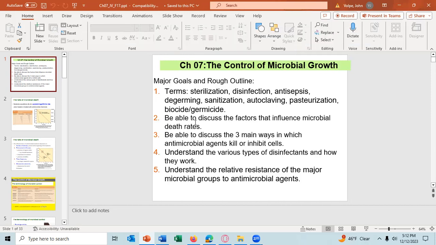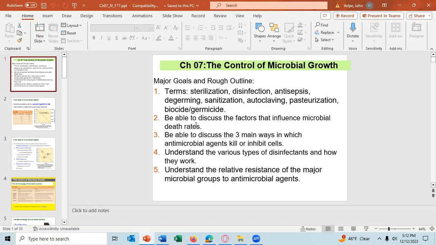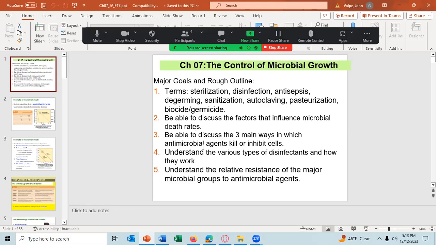And there's other agents like alcohol, which can do that. It can damage cells by damaging the cell membrane, although alcohol can also denature proteins like enzymes. And then there's damaged DNA, like ionizing radiation or even UV light damages DNA. So those are the three ways that antimicrobial agents kill or inhibit cells.